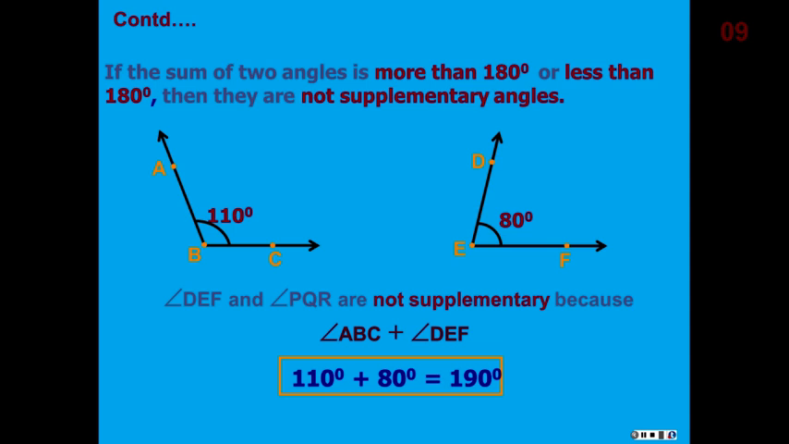So you need to know when the situation is true and when the situation is not true. No, they're not even adjacent. It doesn't matter. They have no relationship because they don't total 180 degrees. So there's no special relationship between them.